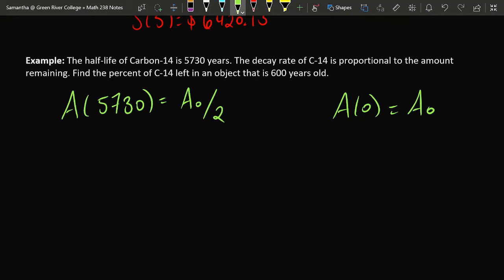It says the decay rate of carbon-14, so rate of change, A prime, is proportional to, is a number multiplied by the amount remaining. So let's find the percent of C14 left in an object which is 600 years old.